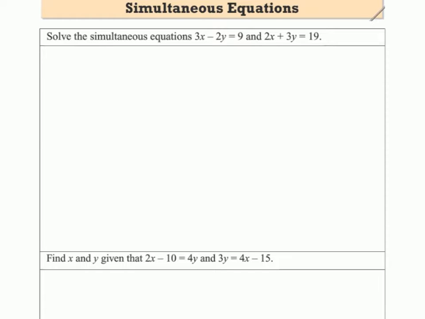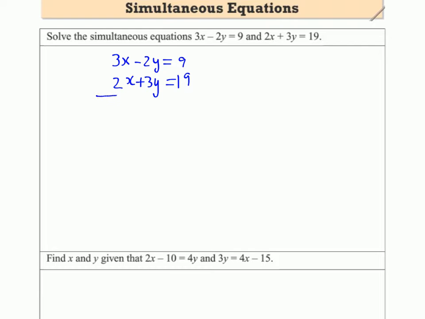So this is a question on simultaneous equations. To solve it, you write both equations down again. The first one is 3x minus 2y equals 9. The second equation is 2x plus 3y equals 19.